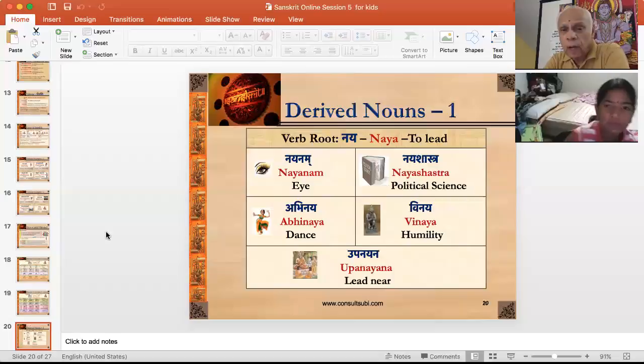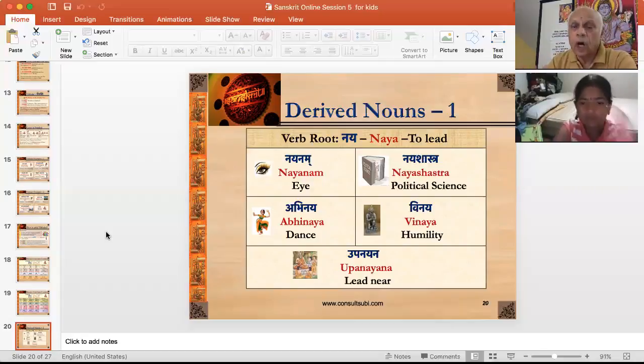Now, let's see how the nouns are derived. Nayanam refers to eye. Ayanam means path or goal. The eyes guide you, right? Eyes are guiding you to a goal. Supposing you want to go to another room, another room is your goal and the eyes are guiding you. So it's called Nayanam. See, it's got meaning. And from Naya, which means to lead, the eyes are leading you.